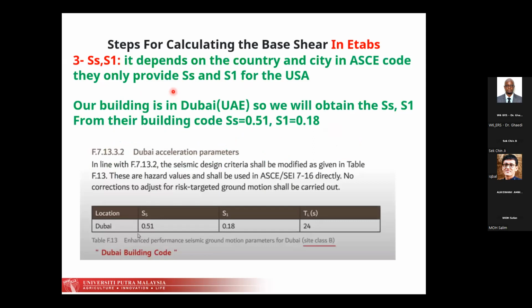Now, SS and S1. Actually, SS and S1 given in the ASCE code are related to the USA. So if you are building in Malaysia, you cannot use this. In this example, I will use values for Dubai, United Arab Emirates, given by the Emirates code. The SS and S1 for Dubai given by the code are 0.51 for SS and 0.18 for S1, and TL is 24 seconds.